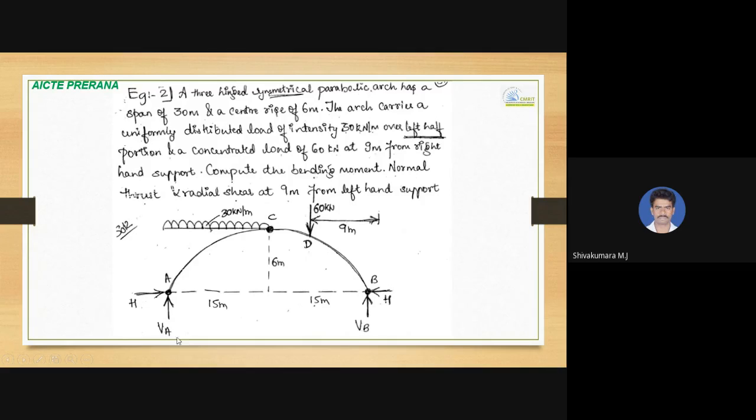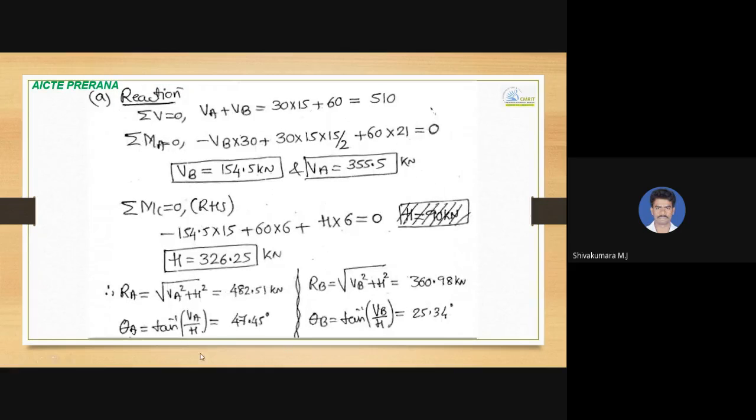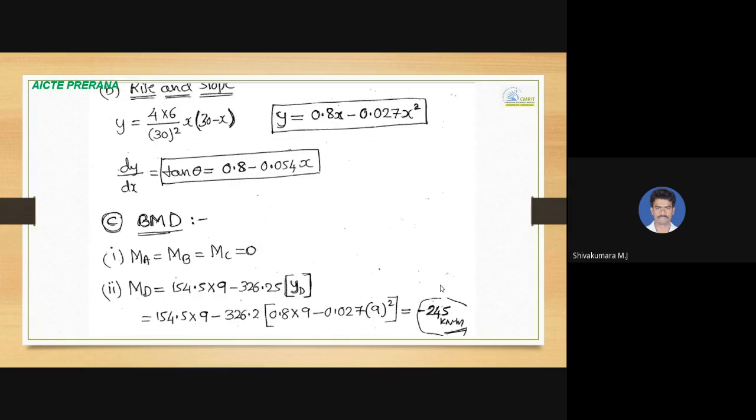The resultants of H and VA, and of VB and H, can be determined. That is nothing but RA and RB. So RA is equal to root of VA square plus H square, and RB is equal to root of VB square plus H square. If you do so, we get the value of RA as 482.51 and RB as 360.98 kilonewton. So we are done with finding the support reactions, and now we need to calculate the bending moment.